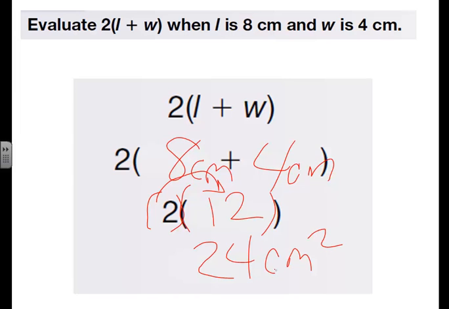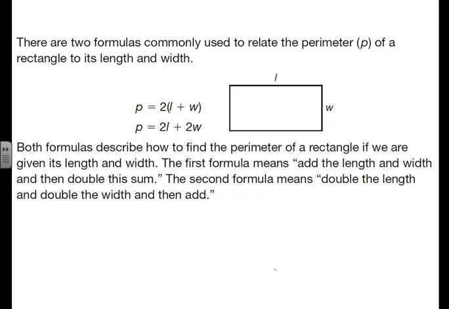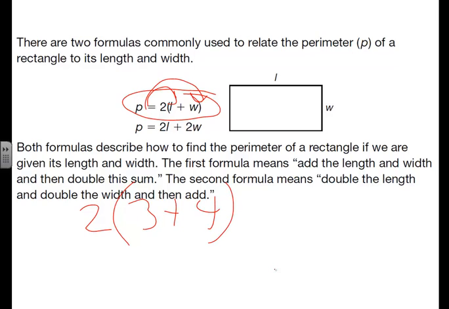All right, so there are two formulas commonly used to do the perimeter of a rectangle with its length and its width. One is this one here, where we distribute it and add them together. And the other one is where we add them first and then times them by 2. So either one works. So one would be 2 times 3 plus 4, and the other one would be 2 times 3 plus 2 times 4. Both end up being the same answer of 14.